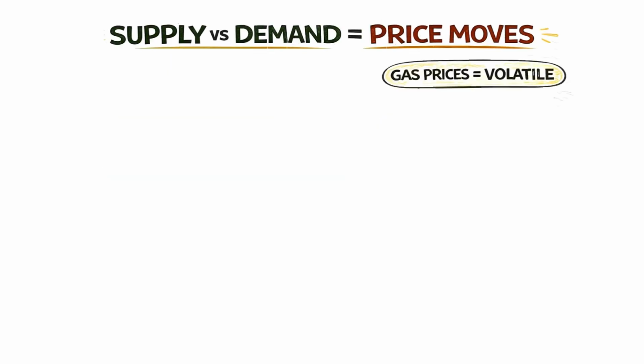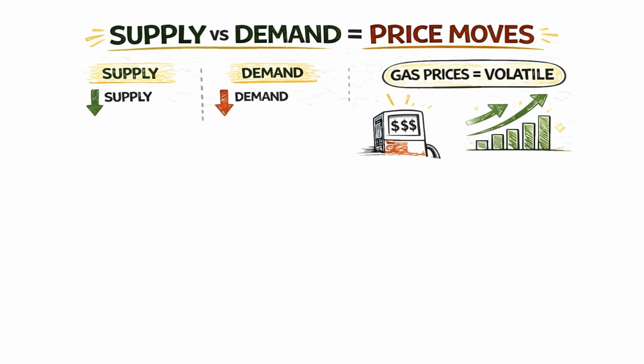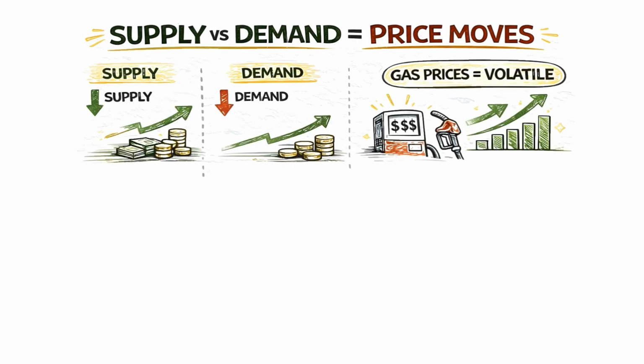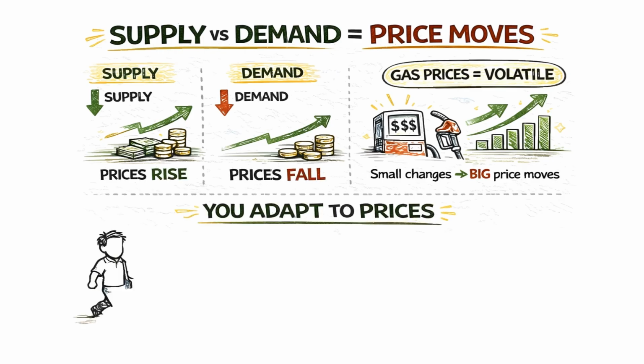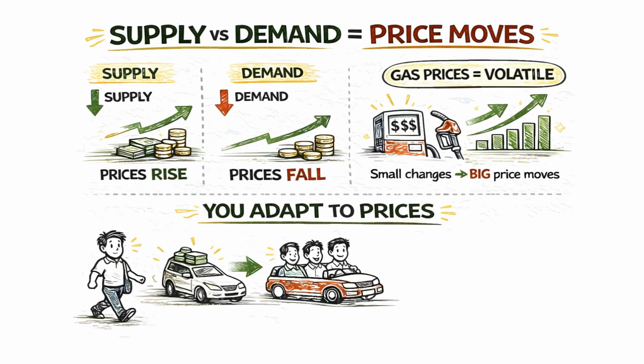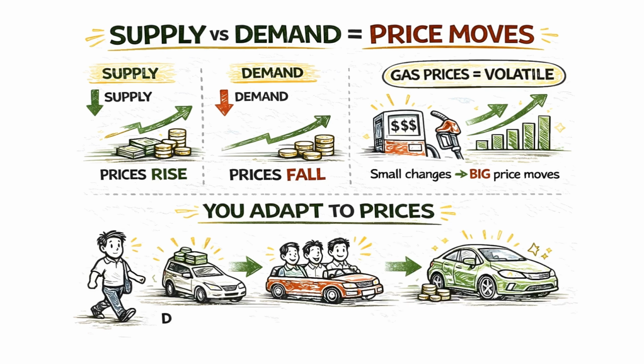When supply drops and demand stays the same, prices rise. When demand drops and supply stays the same, prices fall. When both move together, the effect amplifies. This is why gas prices are so volatile. Small changes in supply or demand create immediate price changes because gas is a global commodity market.